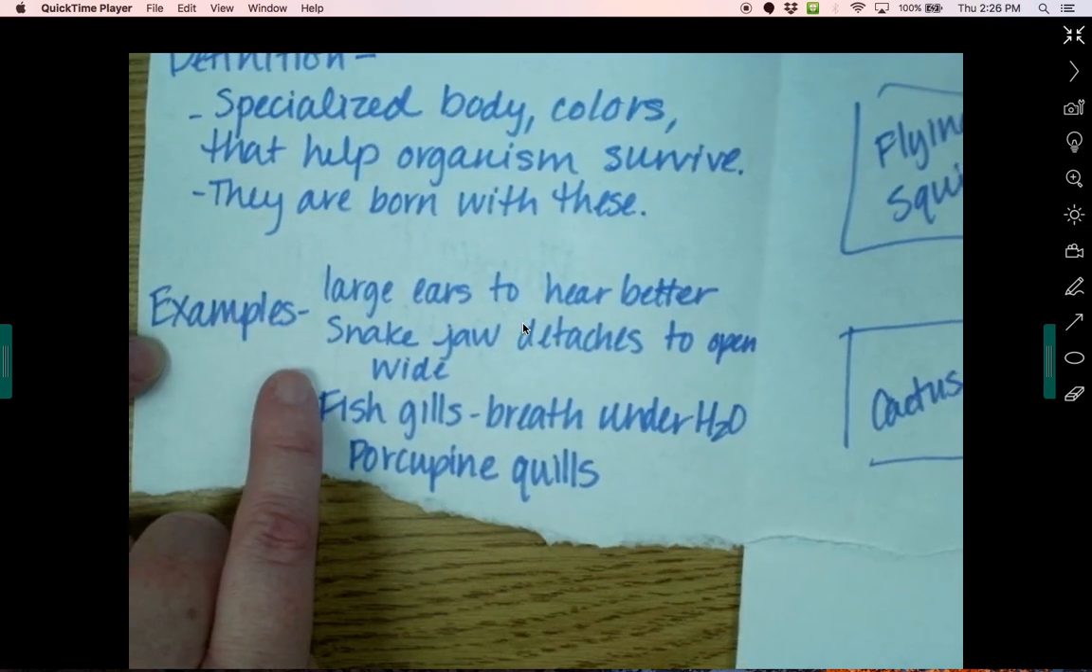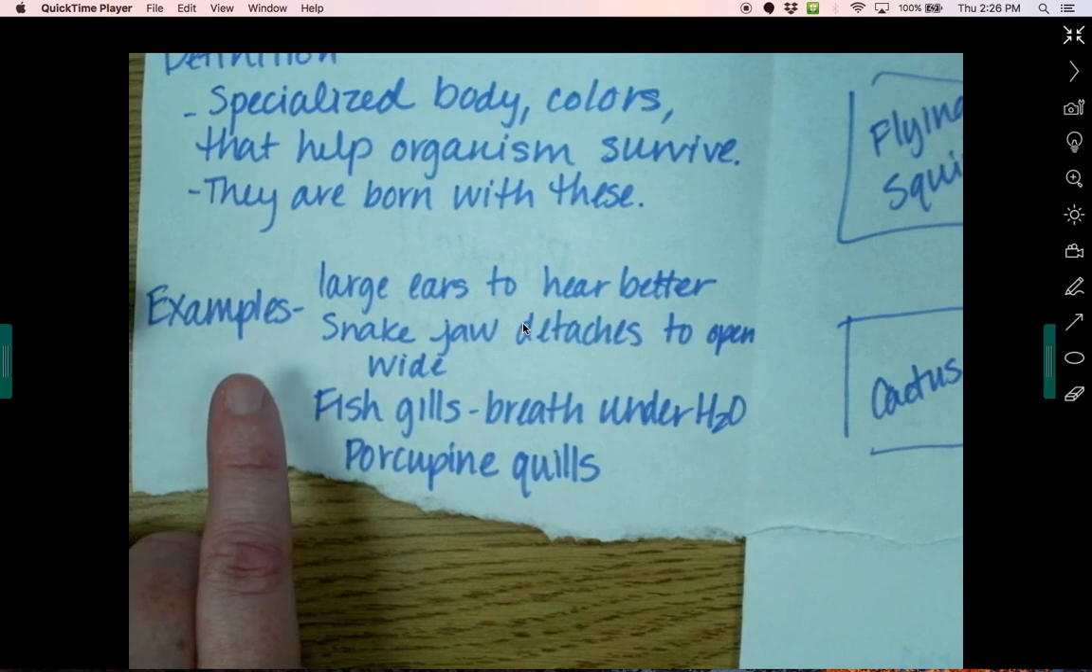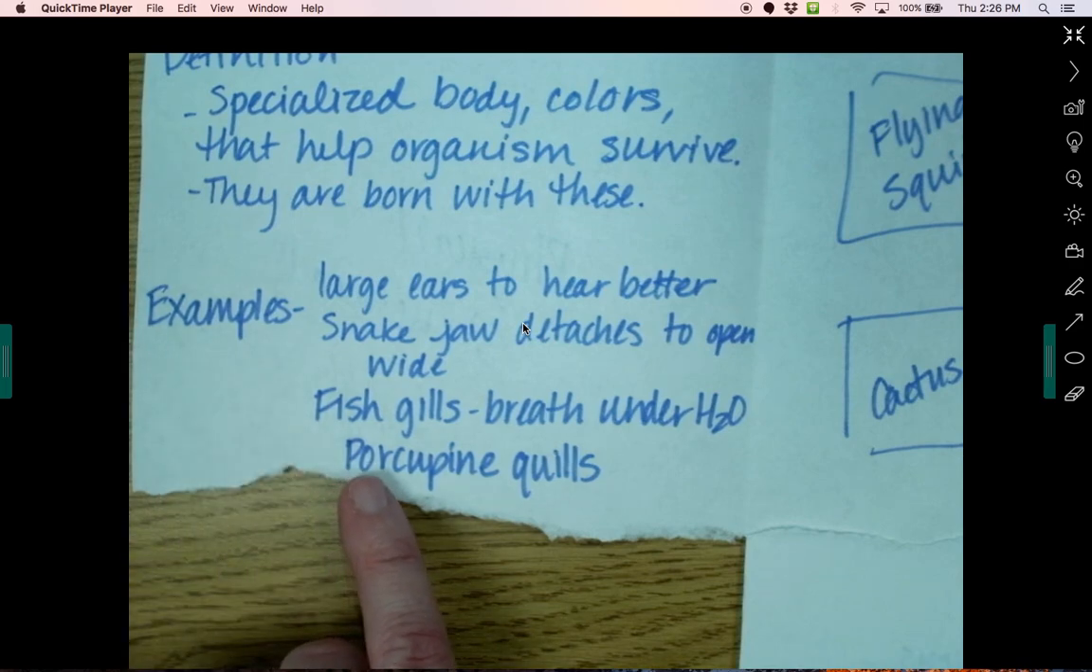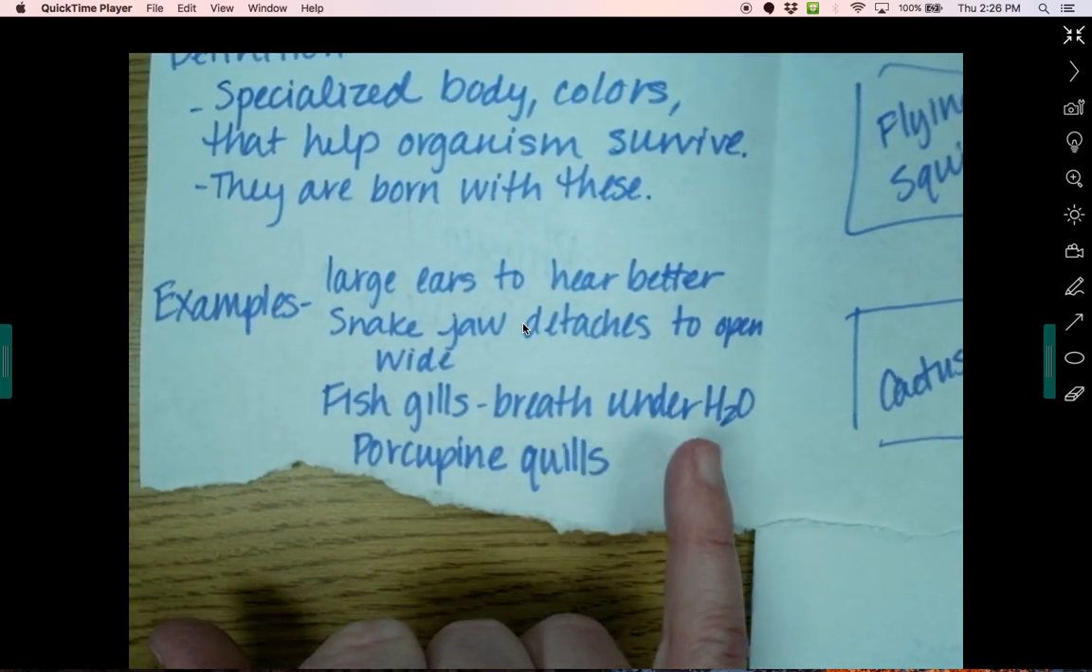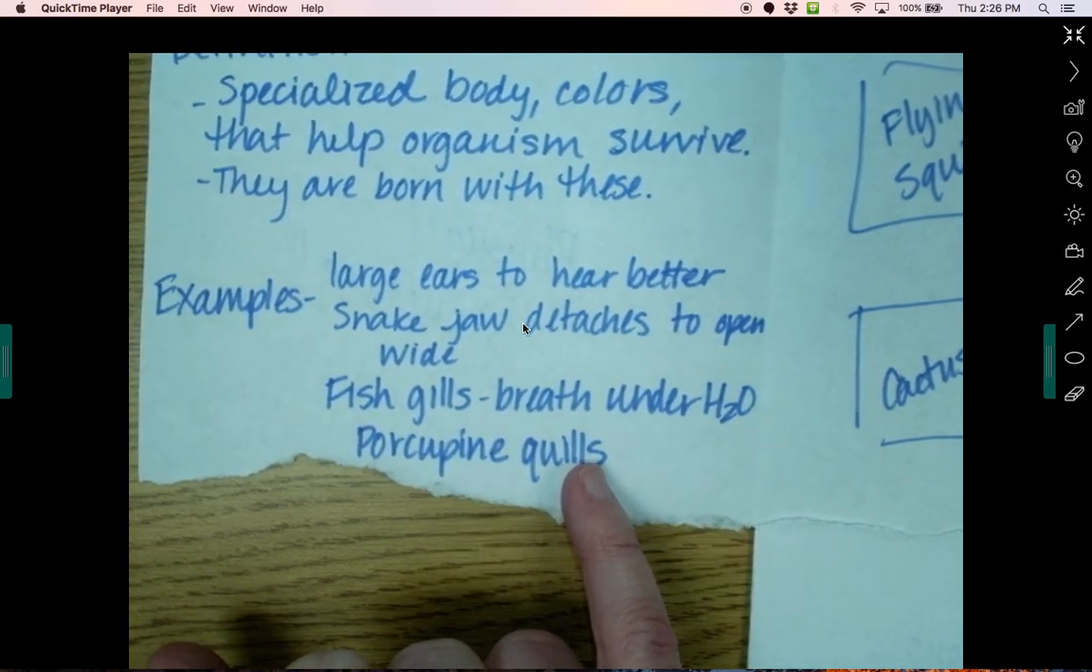Examples: there are certain animals that have large ears to help them hear better. A snake's jaw detaches to open wider than it normally would, so it can swallow things much bigger than it. A fish has gills to help it breathe underwater, and then the porcupine quill. So these are all physical adaptations.